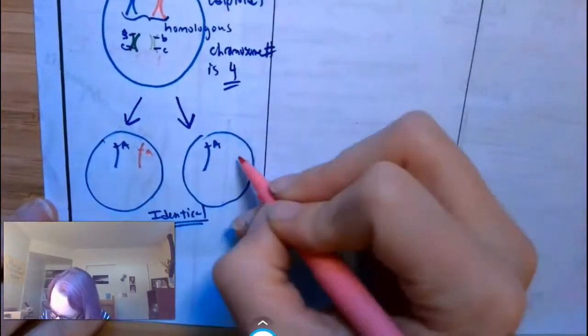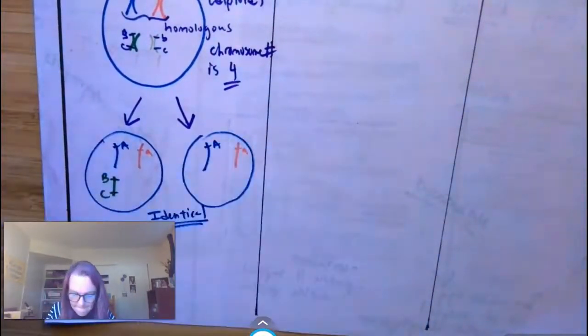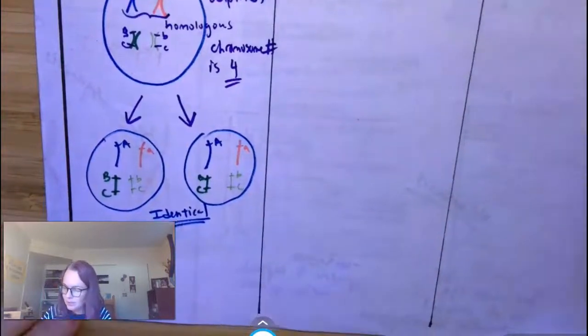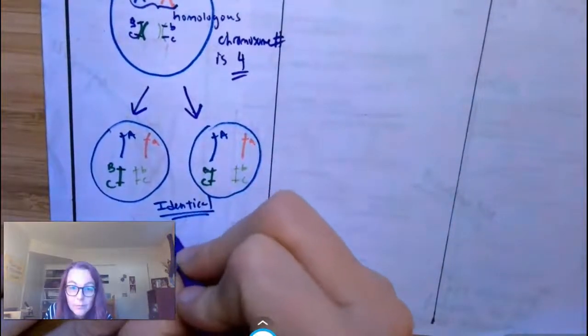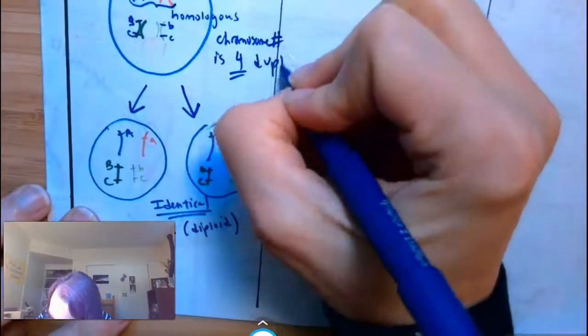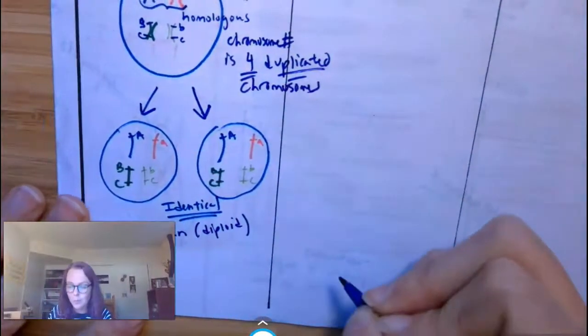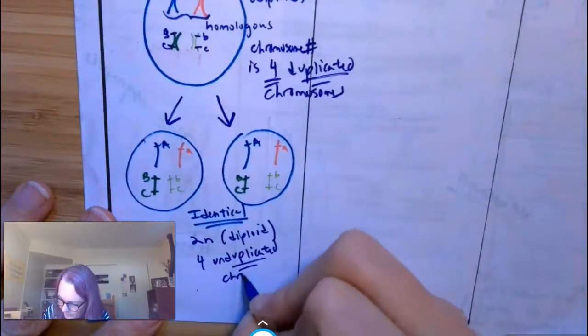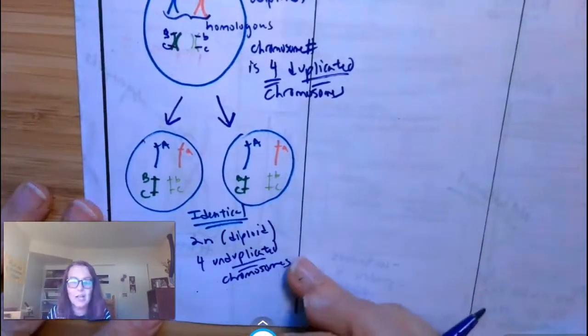1, 2, 3, 4 chromosomes. The difference is, so we're still 2N, we're diploid here. The difference is we started with 4 duplicated chromosomes, and we ended up with 4 unduplicated chromosomes. So the amount of DNA is different, but the genetic material is identical.